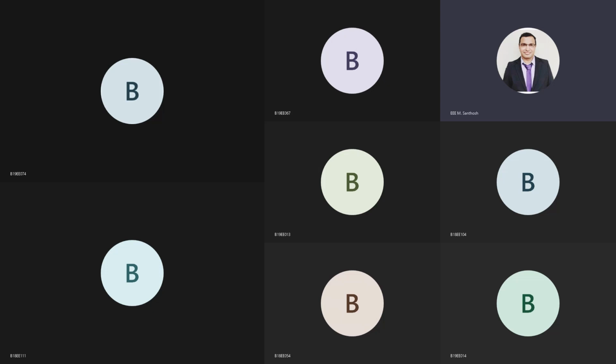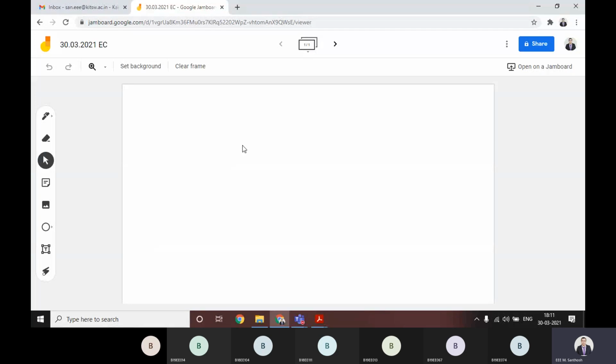We have discussed source-free RL circuit in the previous class. How to proceed to solve that one: the first step is at t equal to 0 minus, that is just before switching. This is the first step to solve an RL circuit without source, that is source free. Okay.